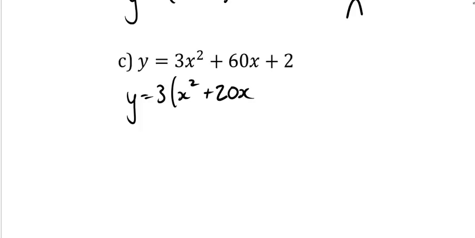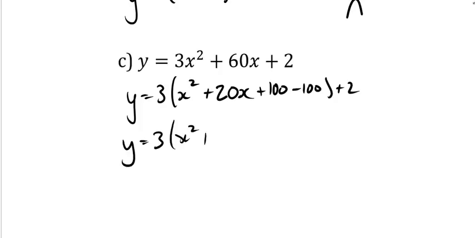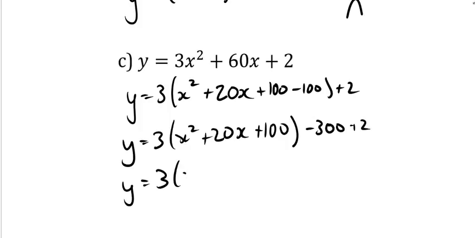So 20 divided by 2 is 10. 10 squared is 100. Plus 100 minus 100 plus 2. 3 times negative 100, when I pull it outside, is negative 300. And there's the final answer.